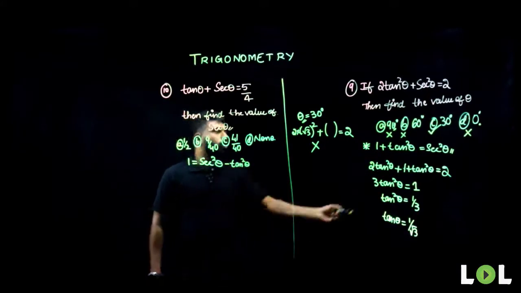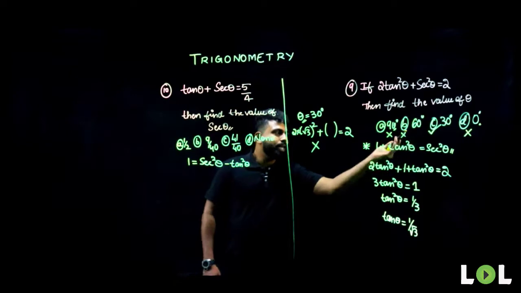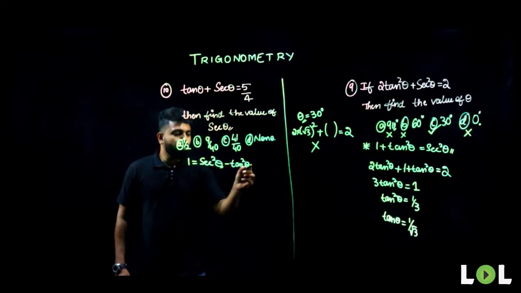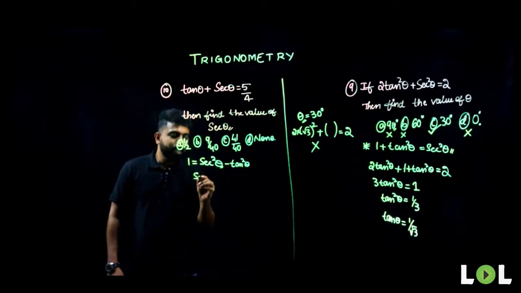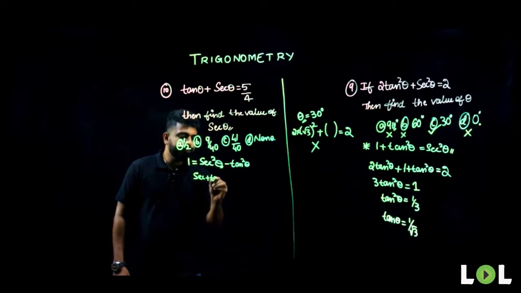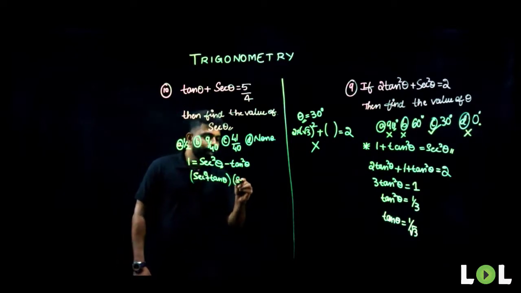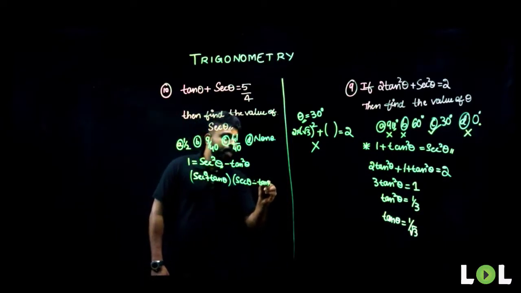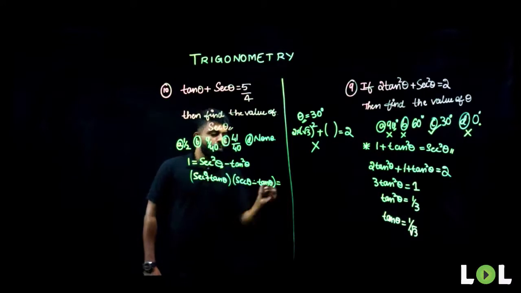From this identity, what I am doing, I am taking tan square theta to my right hand side. So now, isn't this of the form a square minus b square? What is the formula for a square minus b square? It is nothing but a plus b into a minus b, and that is equal to nothing but 1.